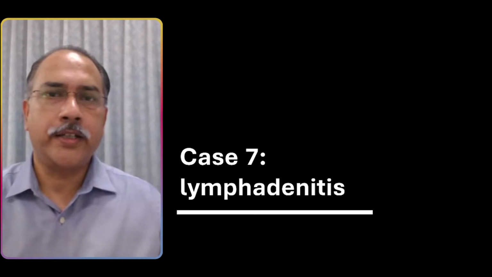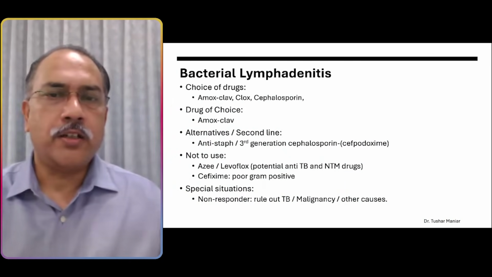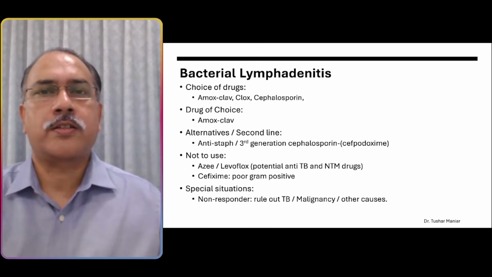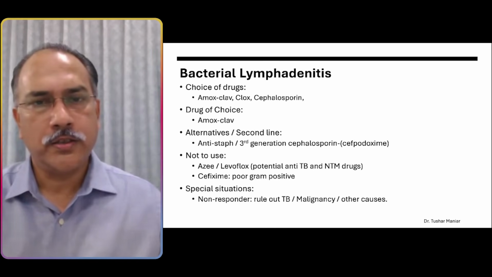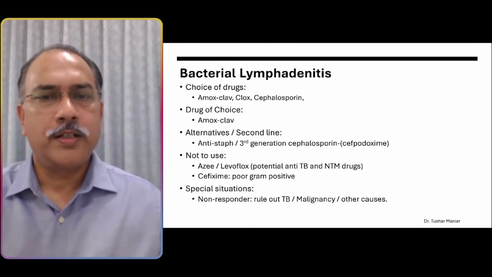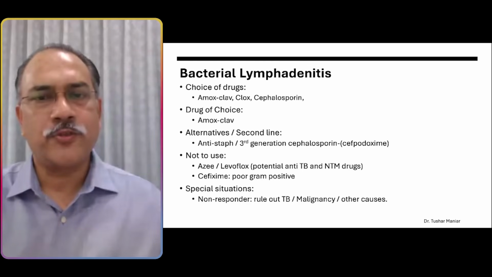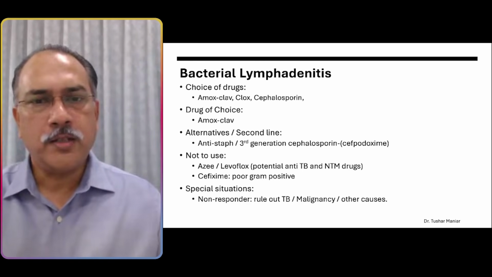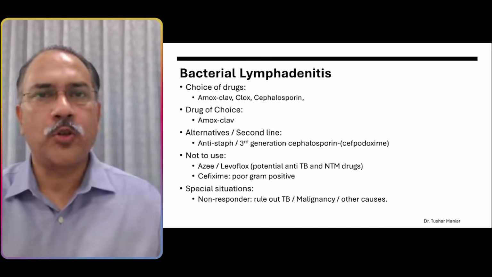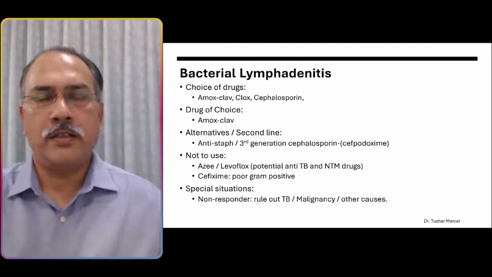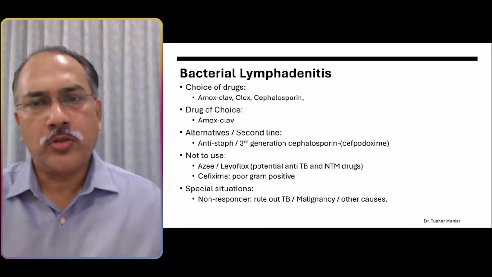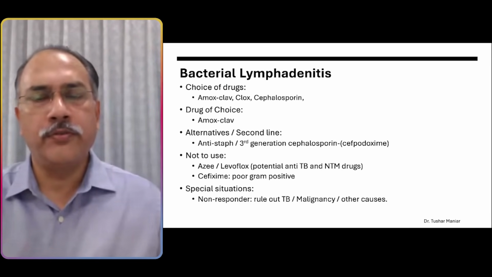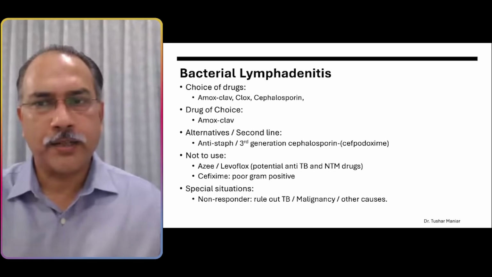So we are thinking in terms of bacterial lymphadenitis. And then our drugs of choice are amoxiclav, a cloxacillin combination, or a cephalosporin. Again, amoxiclav is preferred. We do not want to use azithromycin or levofloxacin for a slightly different reason. One, because levofloxacin, as we have said multiple times, we want to save it, but also because this could be an NTM, non-tuberculous mycobacteria, right?